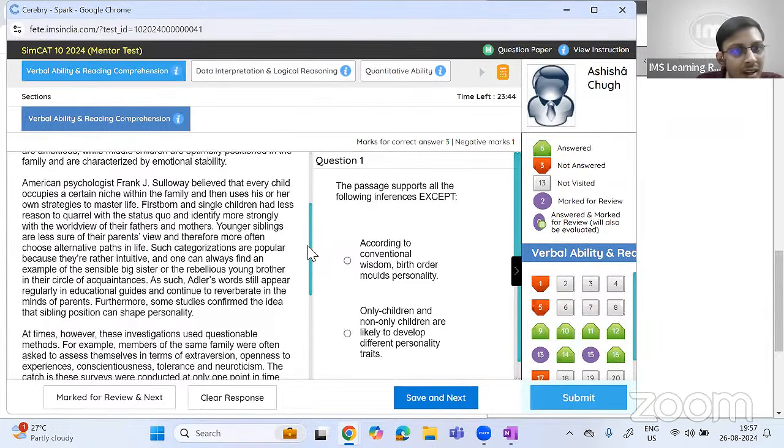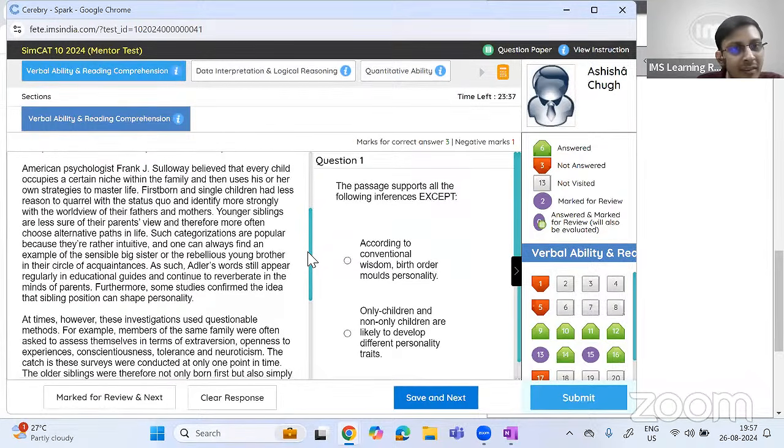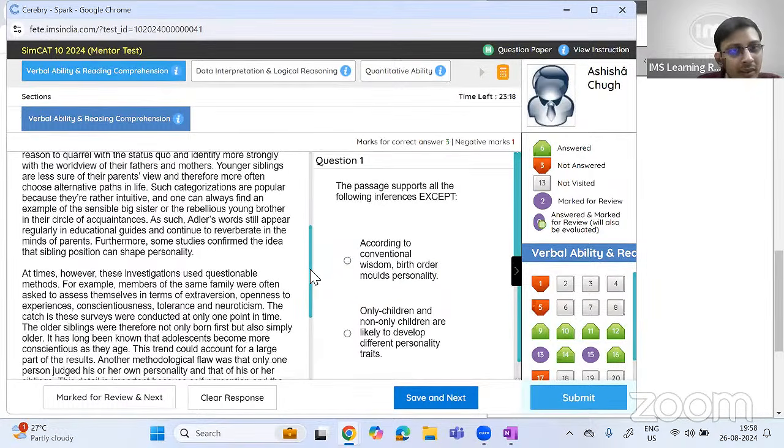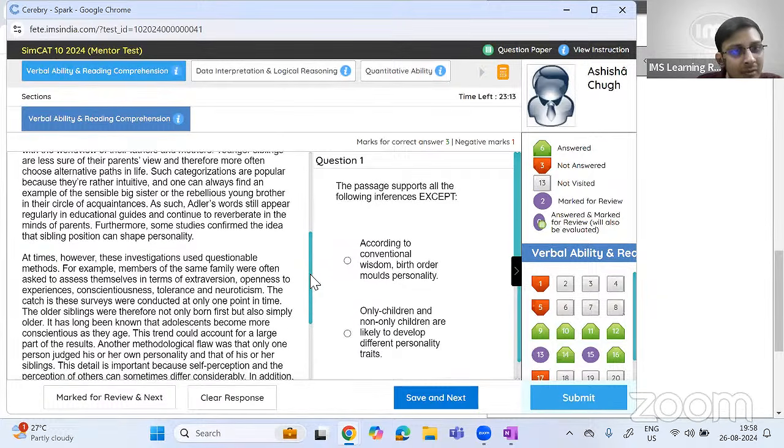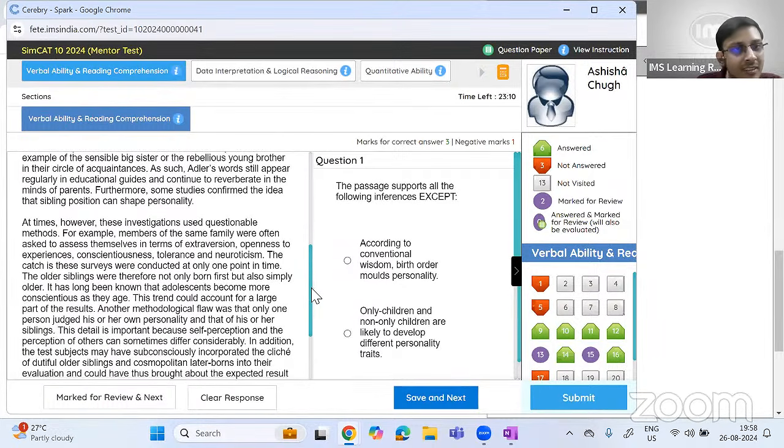Okay. Every child occupies a certain niche within the family and uses his or her own strategies to master life. Firstborn and single children had less reason to quarrel with the status quo, and identify more strongly with the worldview of fathers and mothers. Okay, so they'll be more conventional people, I guess. Younger siblings are less sure and are, okay, more open to alternative paths. Categorizations are popular because they're intuitive. One can always find an example of a sensible big sister or rebellious young brother. Okay, words appear regularly in educational guides, in the minds of parents.